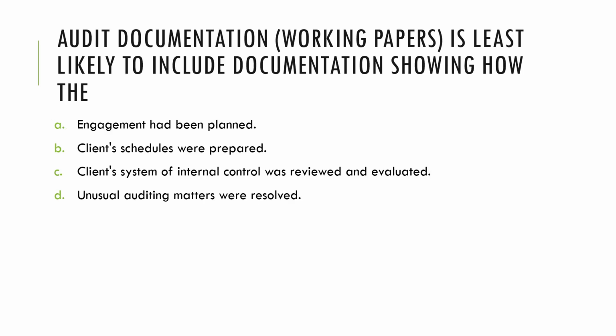Next, audit documentation, or what we call working papers, is least likely to include documentation showing how the: letter A, engagement has been planned, letter B, client schedules were prepared, letter C, client system of internal control was reviewed and evaluated, or letter D, unusual auditing matters were resolved. So our working papers support the work that we have done. It contains PEC, the procedures performed, evidence obtained, and conclusions reached. What is not likely to be found there is how the client prepared their schedules, because that is part of the role of the client, that's the work of the client, so that will not be included in our working papers.